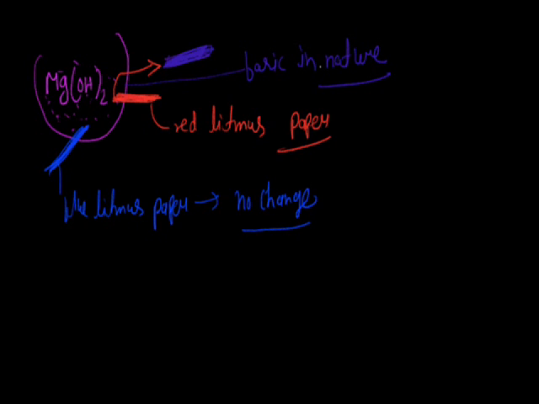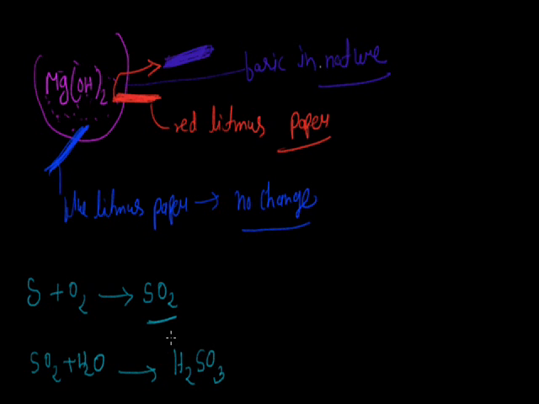Now next, we take sulfur powder. When this sulfur powder burns, it gives sulfur dioxide. Now this sulfur dioxide reacts with water. It gives sulfurous acid, that is H2SO3. Now when we use litmus paper in this sulfurous acid solution, what happens? If we use blue litmus paper, the blue litmus paper turns red. It means this solution has acidic property.